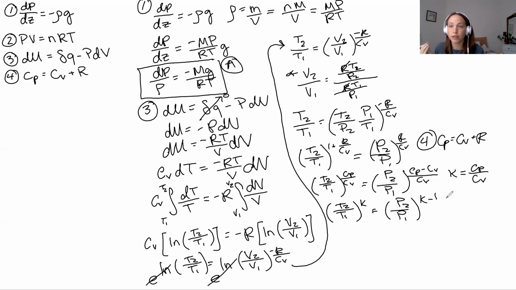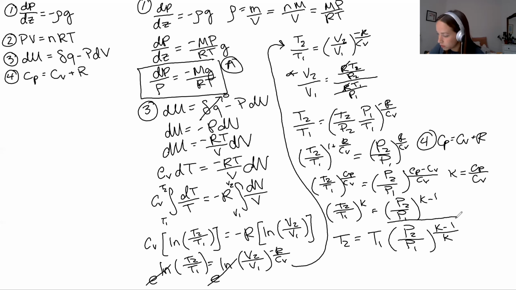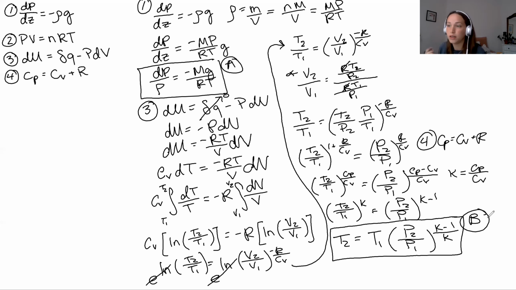Now, we're solving for T2. So I'm going to raise both sides to 1 over K, and then I'm going to divide by T1 so that we can have our final temperature equation, which is going to be T2 equals T1 times P2 over P1 to the K minus 1 over K. And I'm going to call this equation B, because once again, we need this in our back pocket because we're going to come back for it.